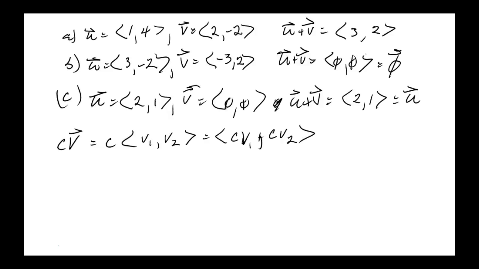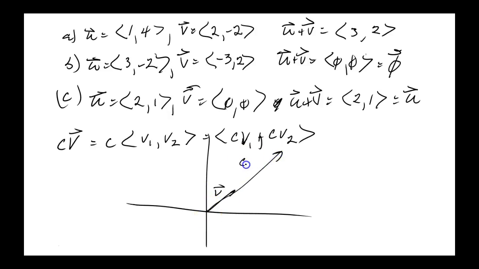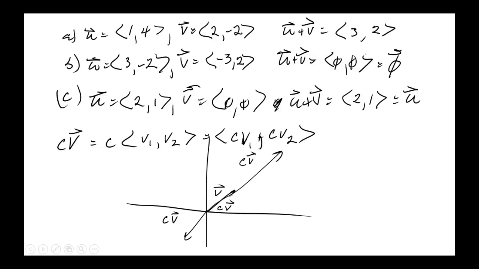If that was the vector v, okay, and c is a larger number, then this could be cv. If c was a negative number, then this would be cv. If c was a smaller number, but positive, then that could be cv, depending on the size of c and the sign of c.